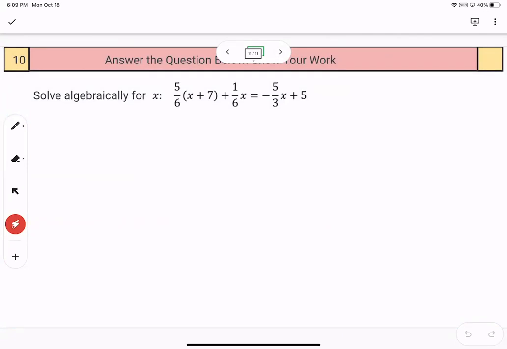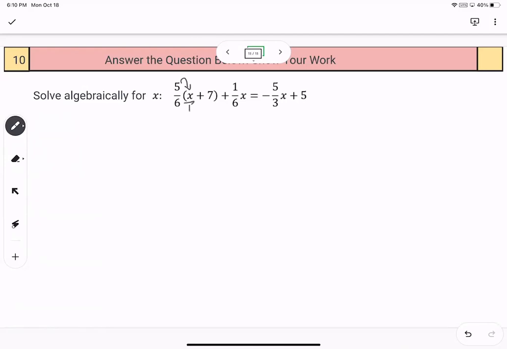And last but not least, ooh, this is the fun one. Solve algebraically for x. We have 5 over 6 times (x + 7) plus 1 over 6x equals negative 5 over 3x plus 5. This is a tricky one, but this has been on the Regents before, and we're going to do this together. So still, we're going to follow those same rules we did last time.